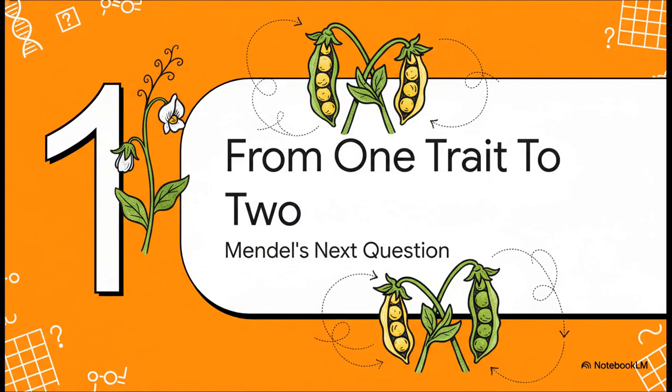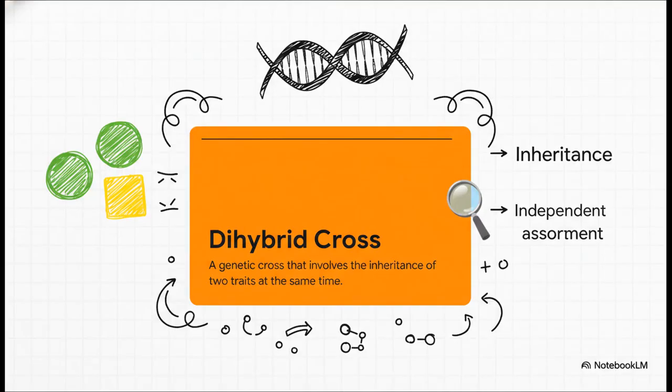To figure that out, we have to basically level up from what's called a monohybrid cross, which just looks at one trait, to something a little more complex. And that right there is our key term for today, the dihybrid cross. It is exactly what it sounds like. Di means two. We're going to follow two different traits at the exact same time to see what happens.